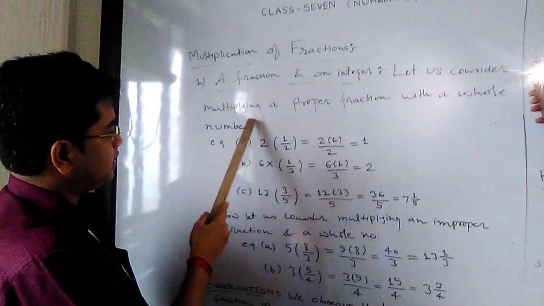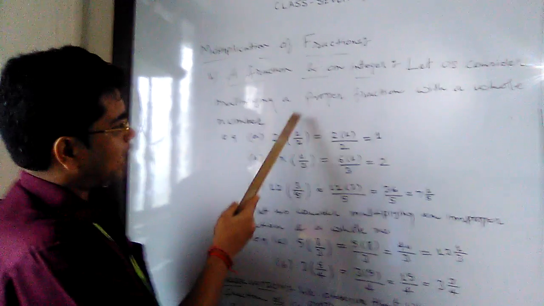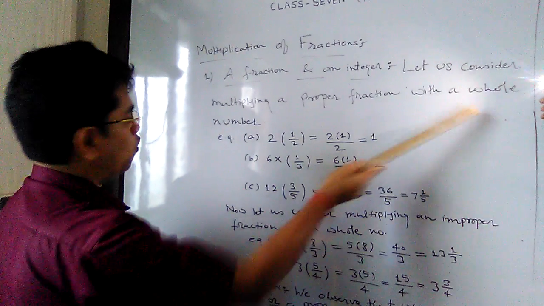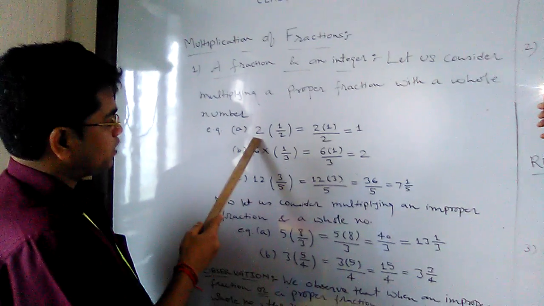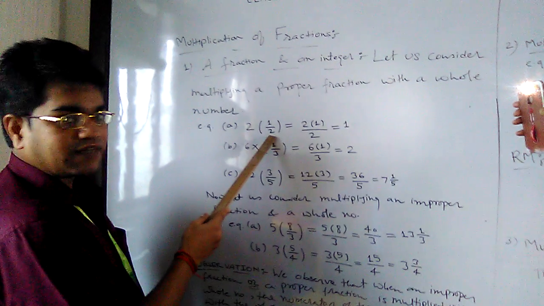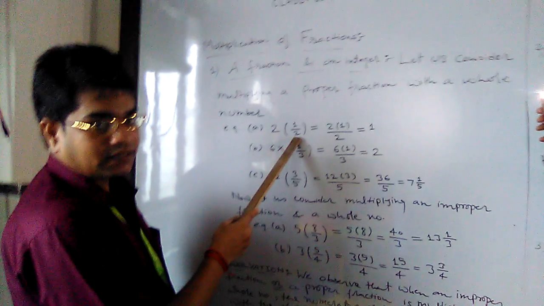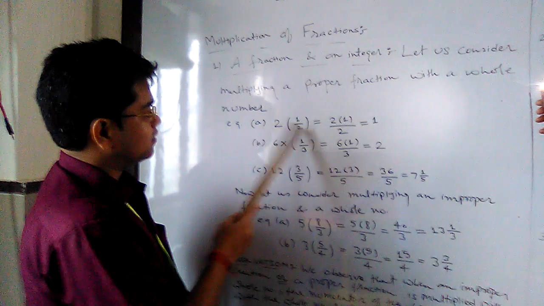Let us consider the case of multiplying a proper fraction with a whole number. See, here we have three examples. So 2 is our whole number and half is a fraction, and it is a proper fraction. Why? Because numerator is less than denominator.